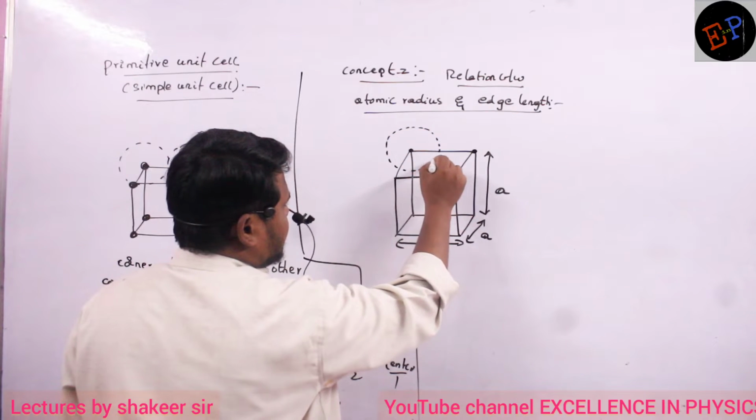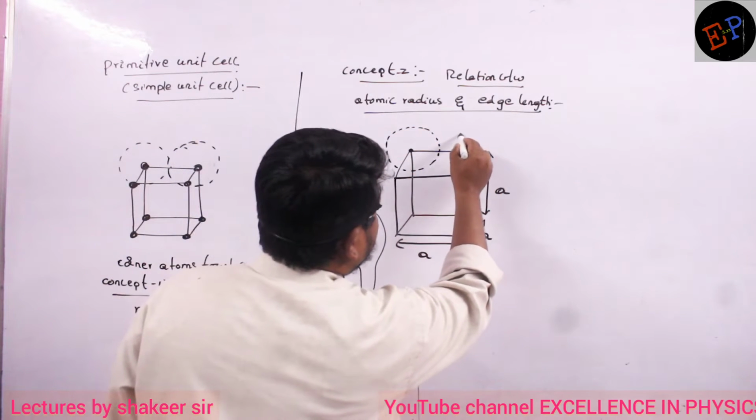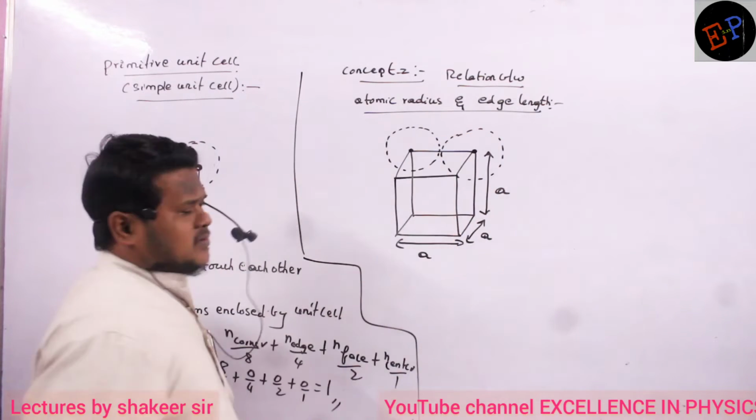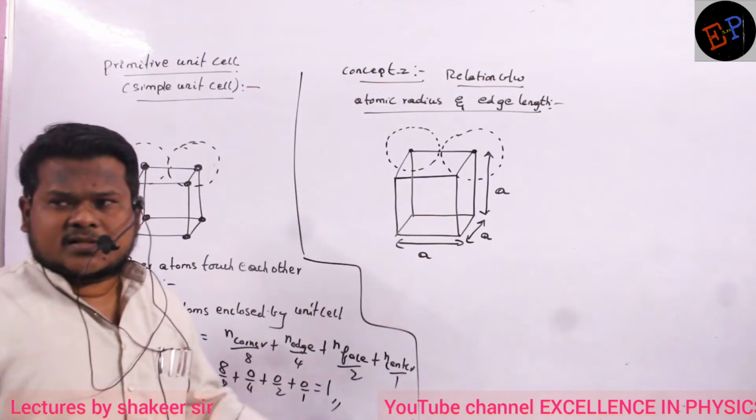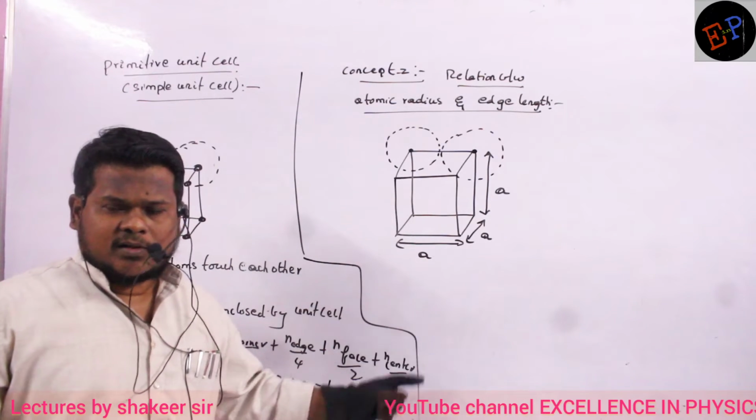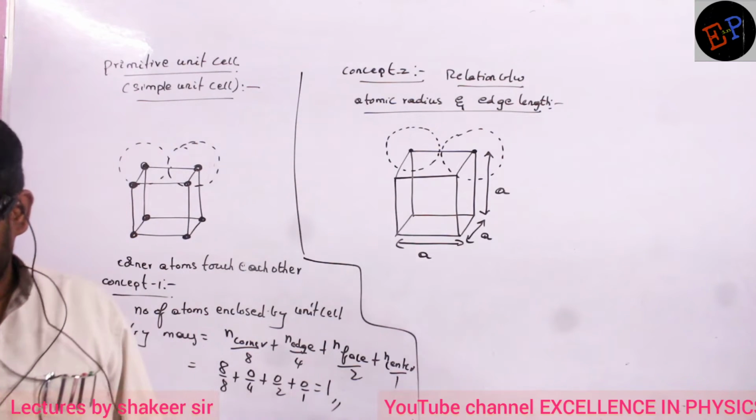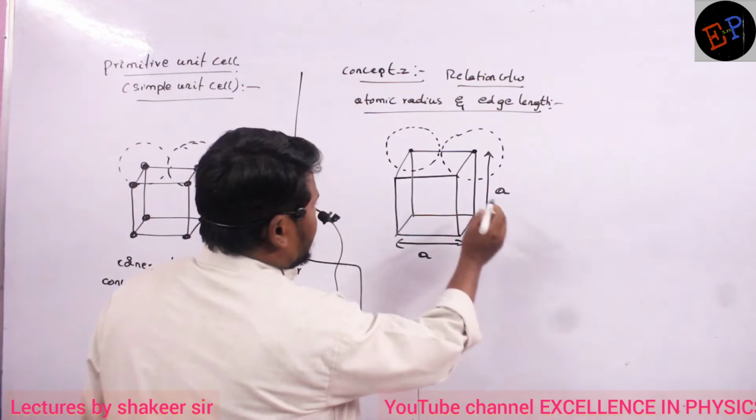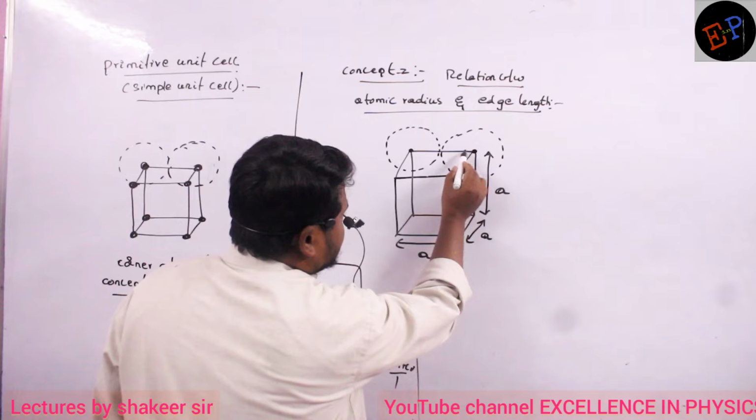Are you able to understand? And this is one more atom. So these two atoms, they are touching like this. Already we discussed that in a primitive unit cell, corner atoms will touch each other. This is what we have studied, no? Okay, now see. Can you say what this distance is?